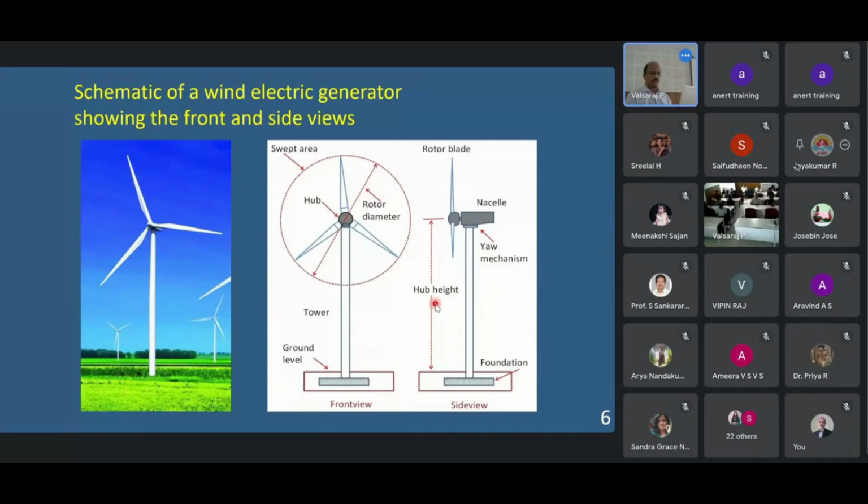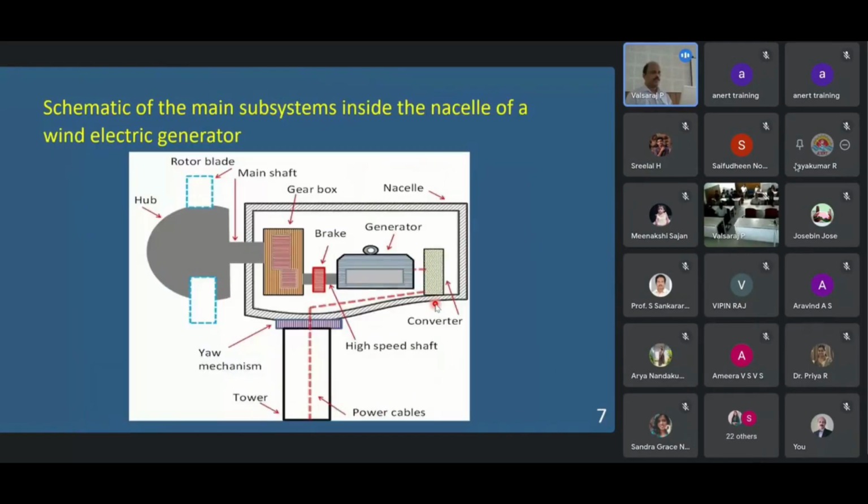So see, this is the nacelle I have shown. This is the hub. Here is the blade. Here, blades come here. So the rotation is transferred through gear system to the generator. The electricity is conditioned to the required level and taken out through cables. This is how wind electric generators work.